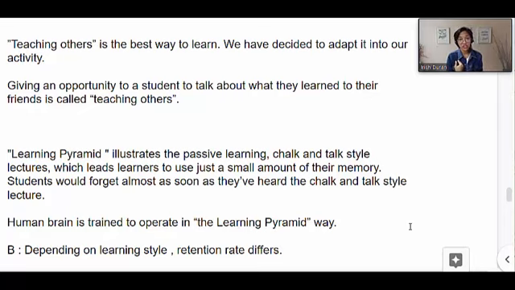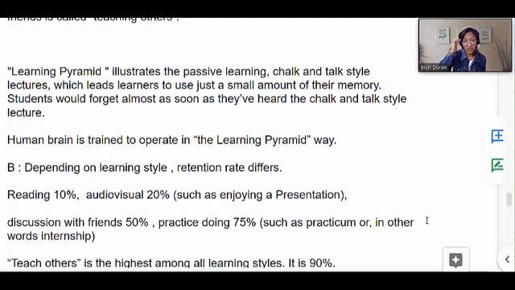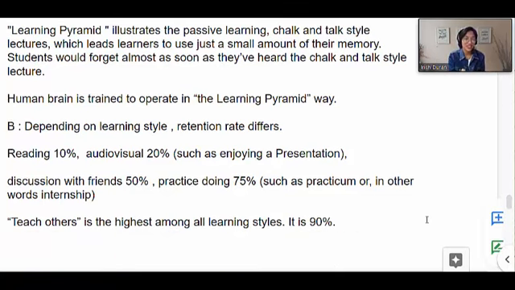Giving an opportunity to a student to talk about what they learned to their friends is called teaching others. The learning pyramid illustrates passive learning, chalk and talk style lectures, which lead learners to use just a small amount of their memory. Students would forget almost as soon as they've heard the chalk and talk style lecture. The human brain is trained to operate in the learning pyramid way. Depending on learning style, retention rate differs.